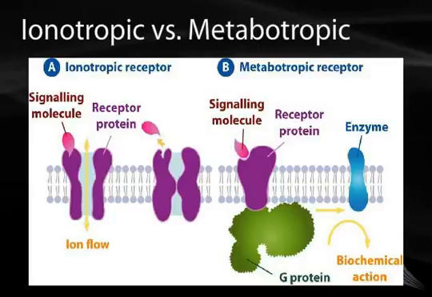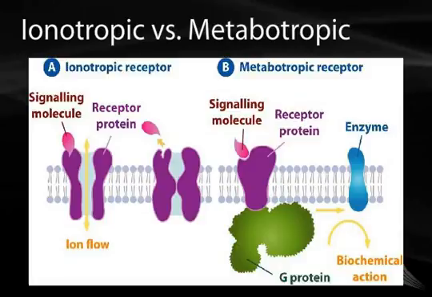The next slide further illustrates the difference between ionotropic and metabotropic receptors. On the left, we have an ionotropic receptor. When it's bound to its signaling molecule, the receptor itself opens to an ion channel, and there's a flow of some ion through that channel/receptor. When that ligand is not bound to the receptor, the channel closes and the ion cannot flow through. Shown on the right is a metabotropic receptor.